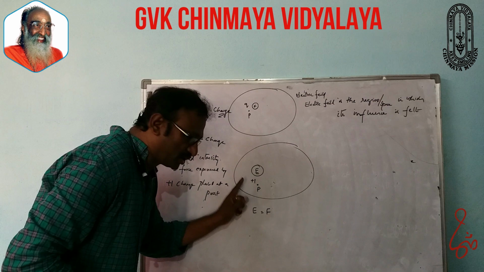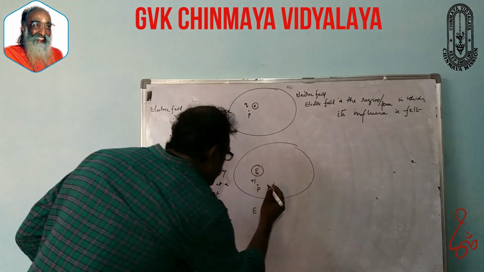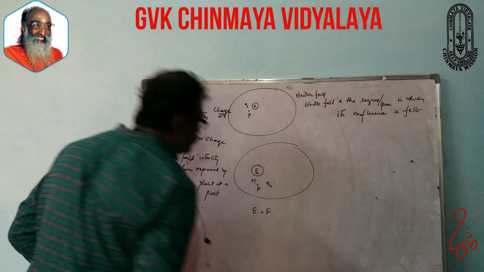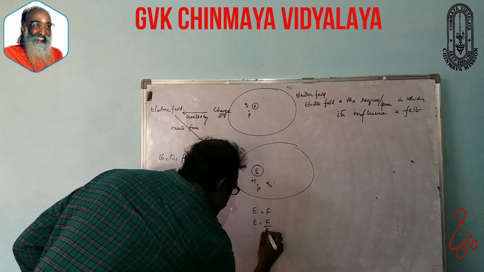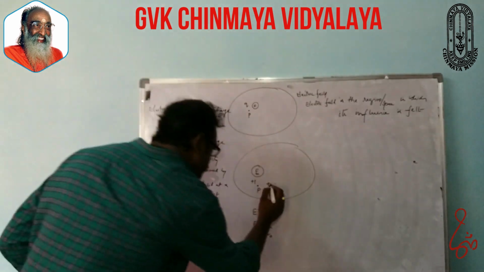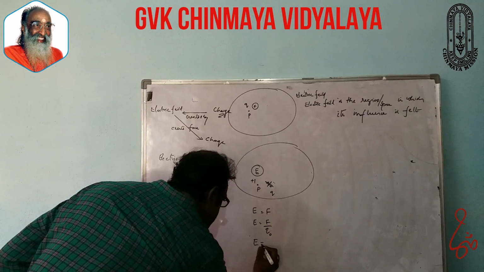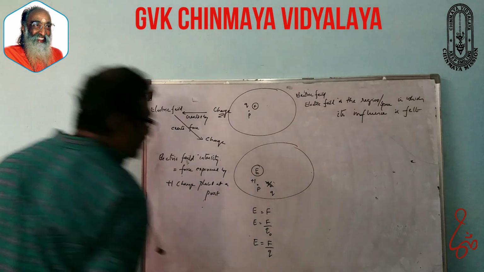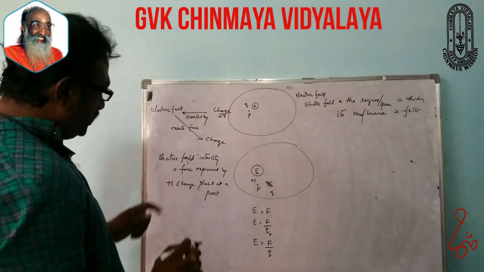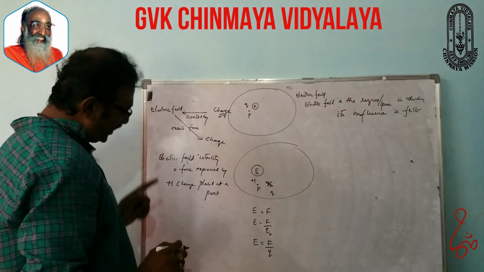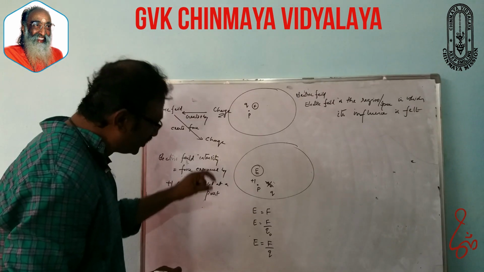Instead of 1 unit of charge, suppose you are going with some test charge Q0, then E is equal to F by Q0. Instead of Q0, if you are going with some charge Q, then your electric field intensity will be equal to F by Q. So now we got an expression here. If charge Q is placed in an electric field, then at a point P the electric field intensity is given by F by Q.